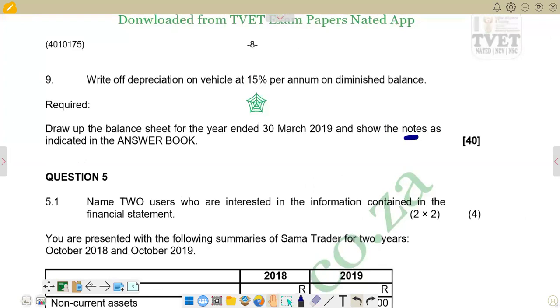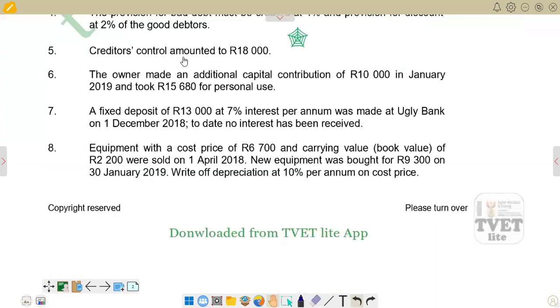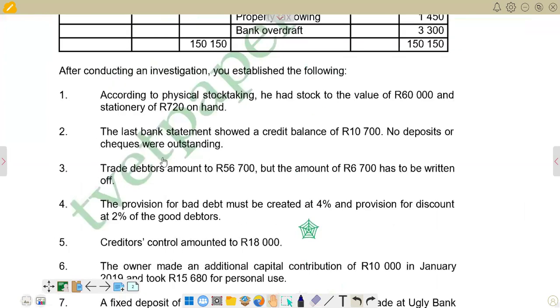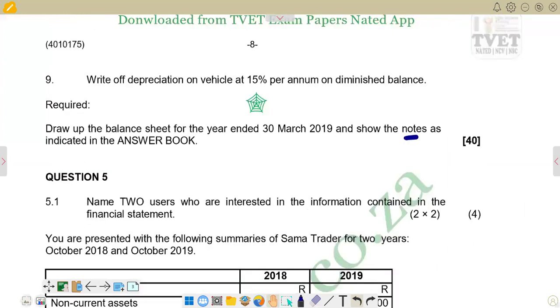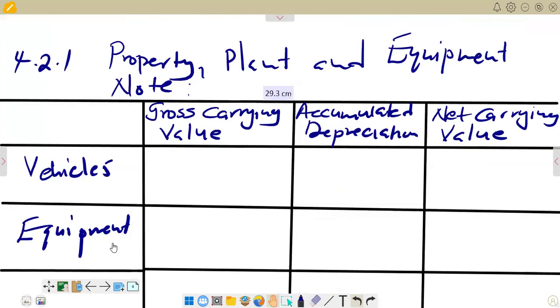So it means the cost price, or the gross carrying value that we have at the beginning of the year, is not going to change. So we're just going to use this 25,000 again at the end of the year. So we go to the other section and put that as our closing gross carrying value. Here we are saying we have 25,000 as our gross carrying value.